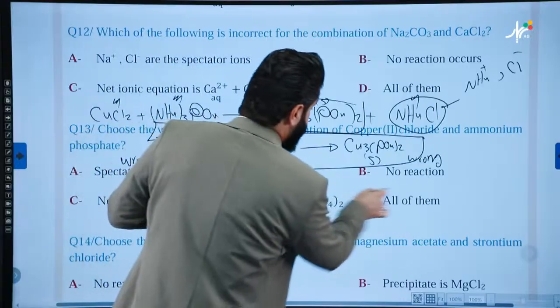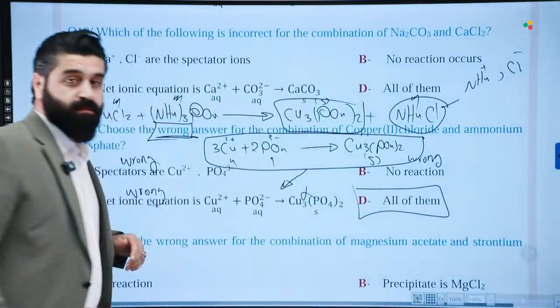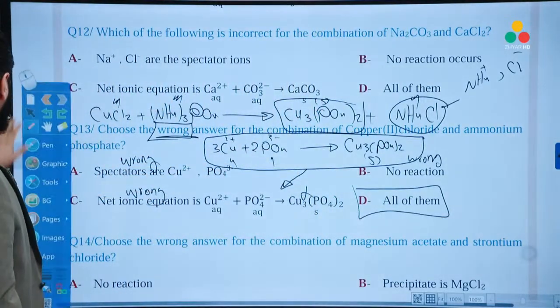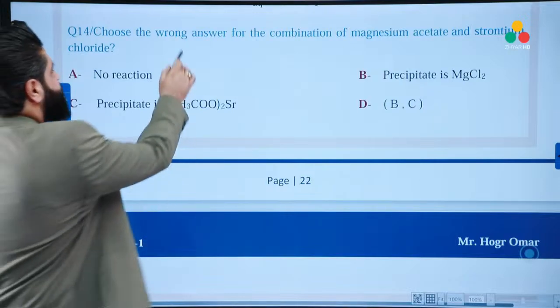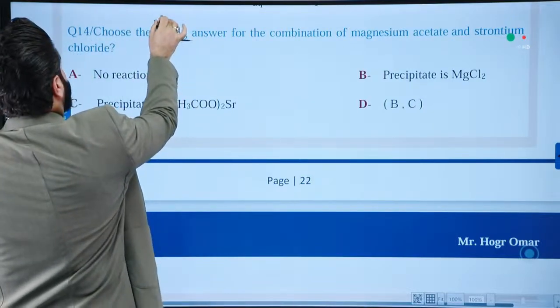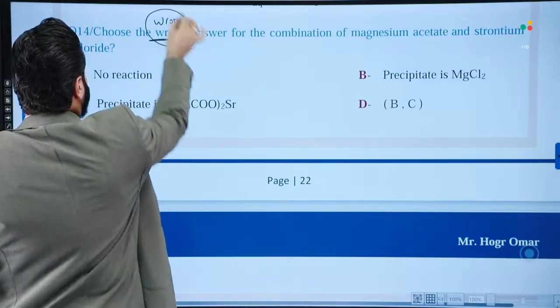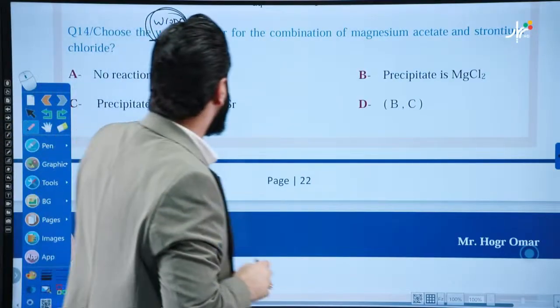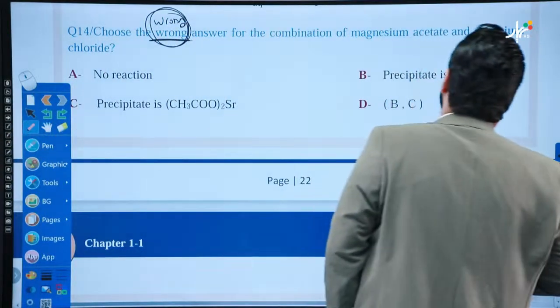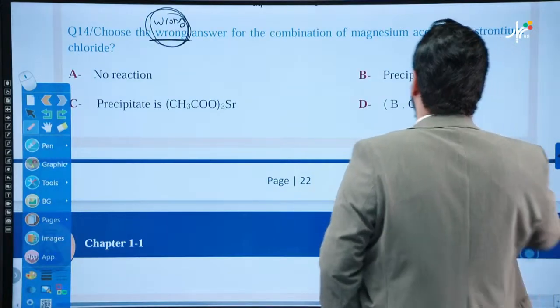All are wrong. So we'll select D. Question 40. Choose the wrong answer. We need the wrong answer. Be careful. We need this answer. Wrong answer. For the combination of magnesium acetate and strontium chloride.